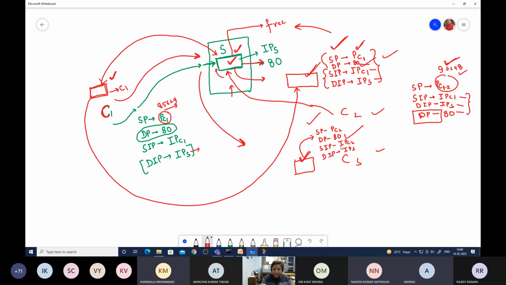Now port 80 is not an identifier, okay? The identifier is this complete thing. That's what I want to put forward. All these sockets are having port 80, but these sockets are different because the socket is not identified by port 80 only. The socket is identified by a 4-tuple: source port, destination port, source IP, destination IP.